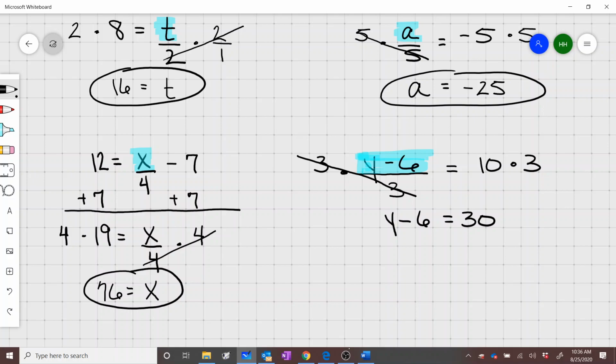And now it's simple. It's what you did when you first started learning how to solve an equation, right? So we do the opposite of what they're doing to the variable. So we add 6 to each side. These cancel. And what's y equal to? 36.